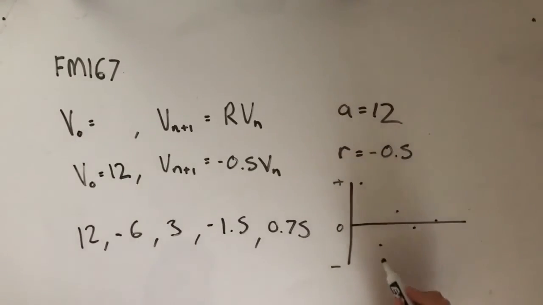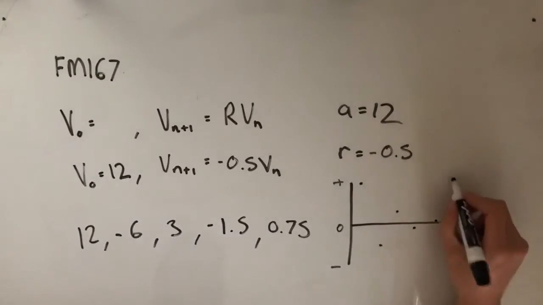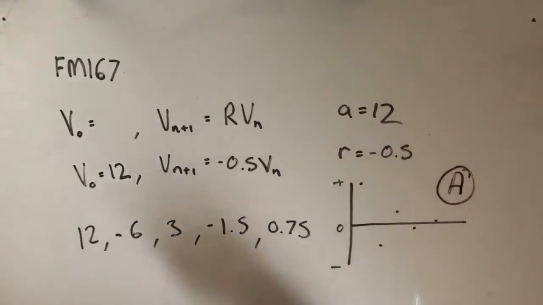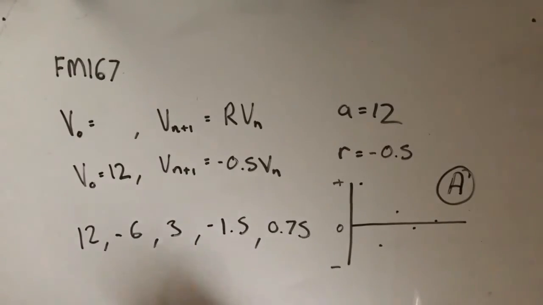So we've got a sequence that is coning down, which of course looks like option A.